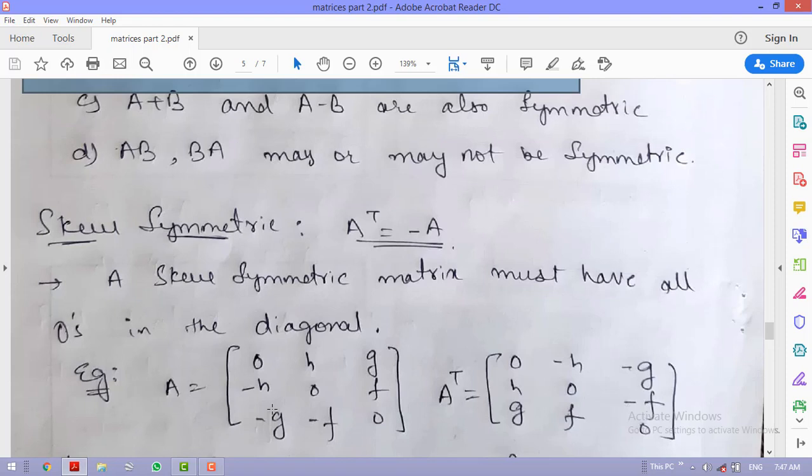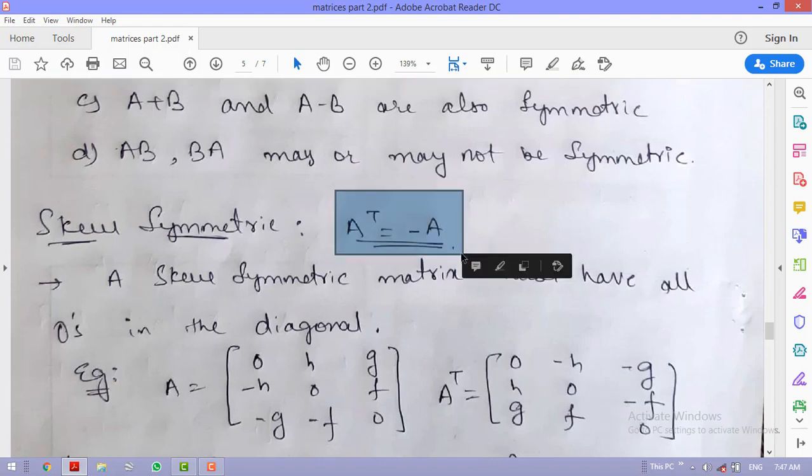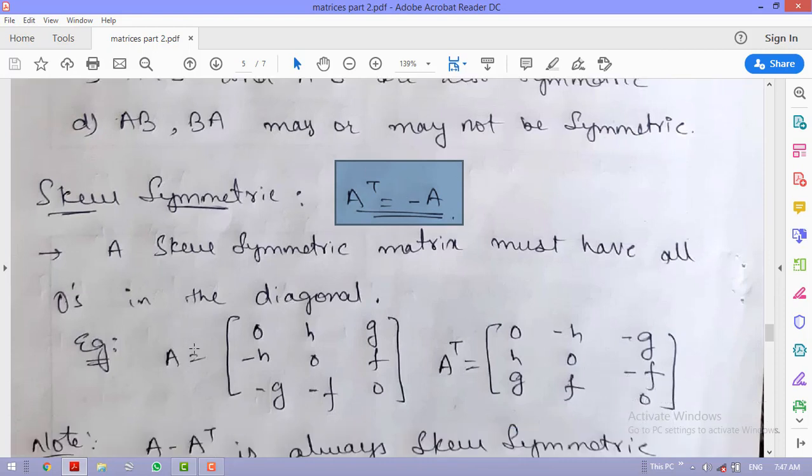Here, without reading a definition, I just wrote a simple relation: if A transpose is equal to minus A, then that particular matrix is called a skew symmetric matrix. It is necessary for skew symmetric that all diagonal elements should be 0 in matrix A. Over here I wrote an example: A is equal to 0 H G, minus H 0 F, minus G minus F 0.